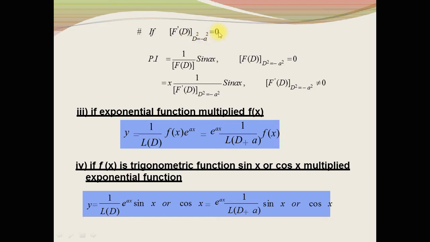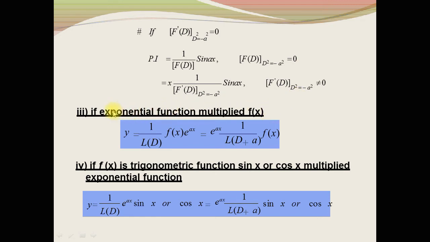And if this is equal to 0, then again taking the derivative of the differential operator, you see over here, and put a x here, and 1 over f dash of d, put d square by minus a square, and this will be not equal to 0.